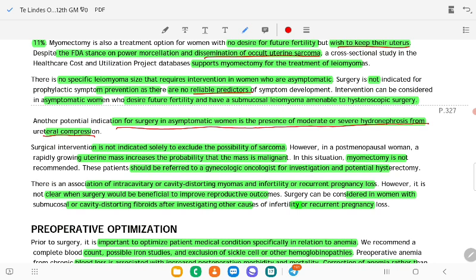In postmenopausal women, if it is a rapidly growing tumor, the probability that the mass is malignant is higher. In this situation, myomectomy is not recommended. The patient should be referred to a gynecologic oncologist for investigation and potential hysterectomy.